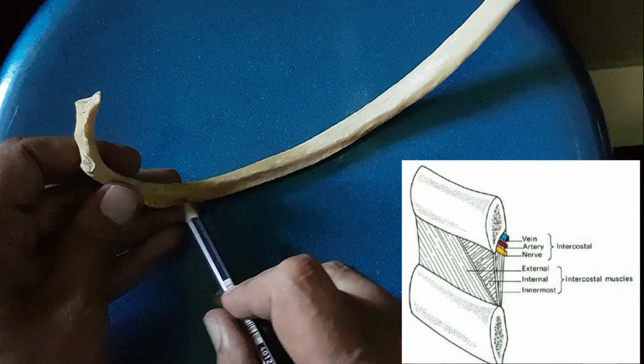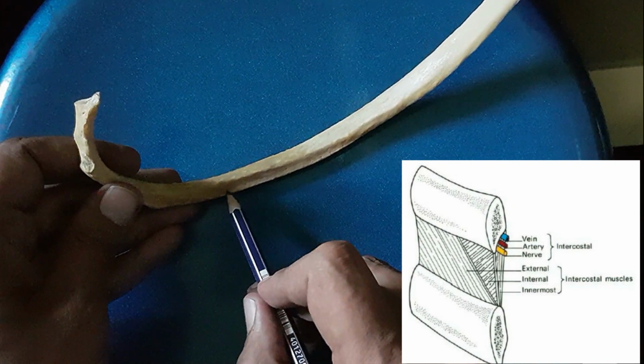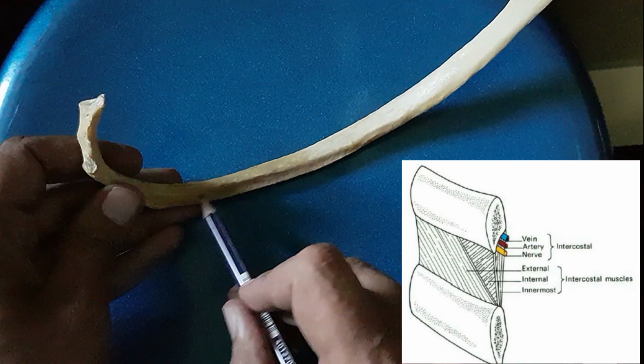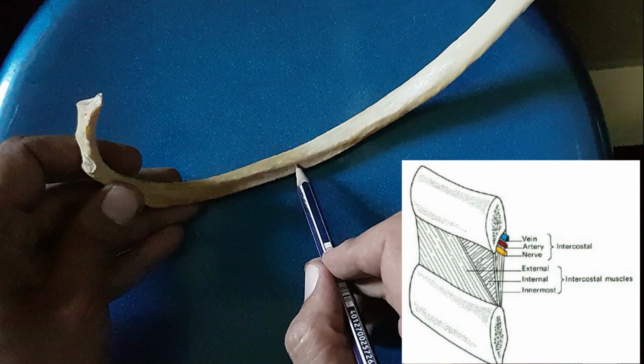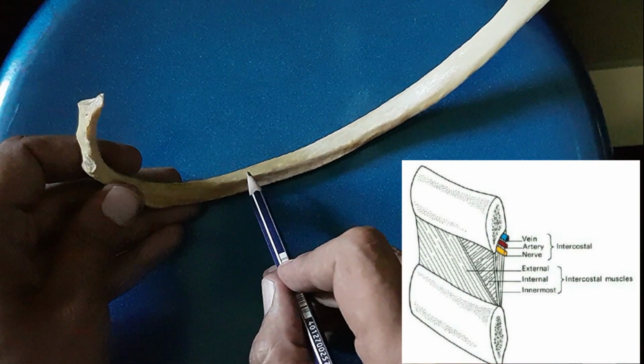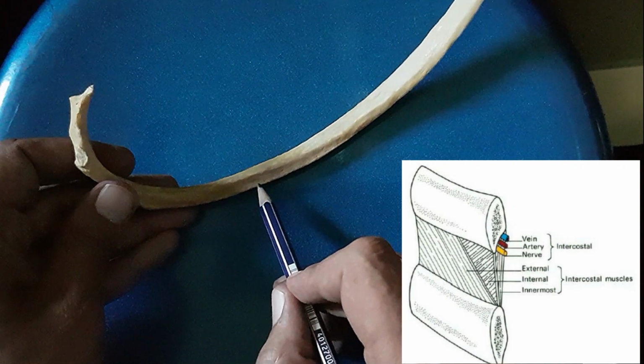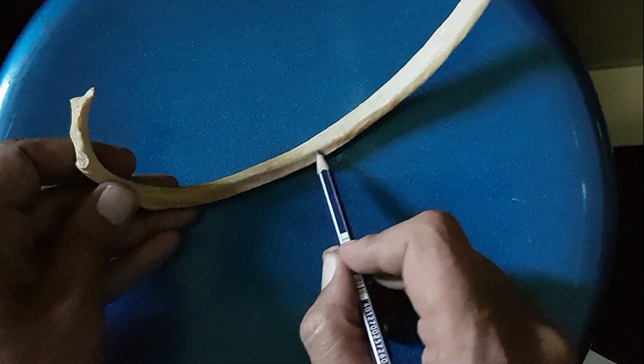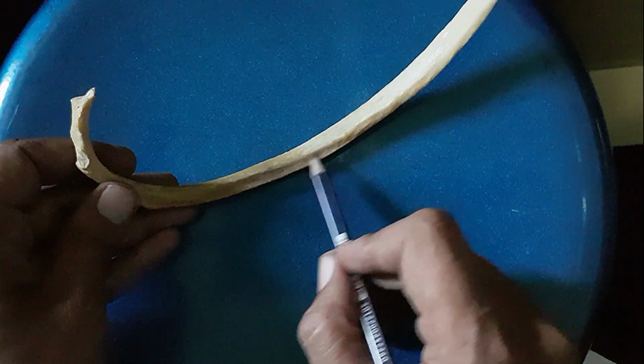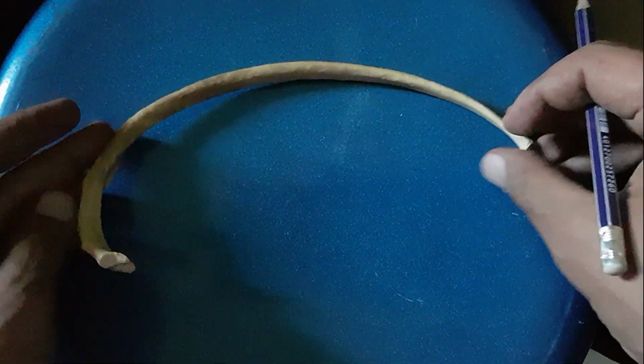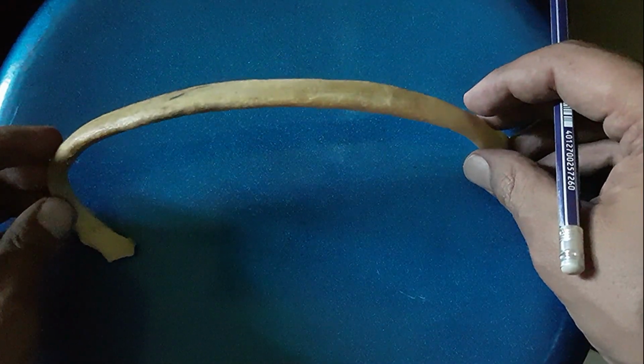I'll repeat, VAN: vein, artery and nerve run in the subcostal groove, which is present between the ridge over the internal surface and the sharp inner border. This is the subcostal groove where we have the VAN. So this is about the anatomy of a typical rib.